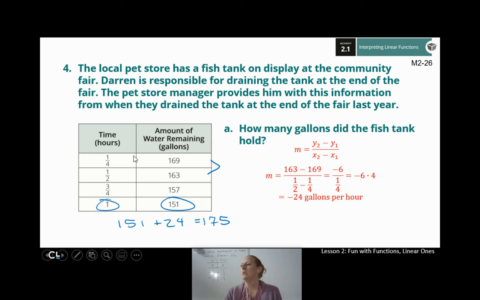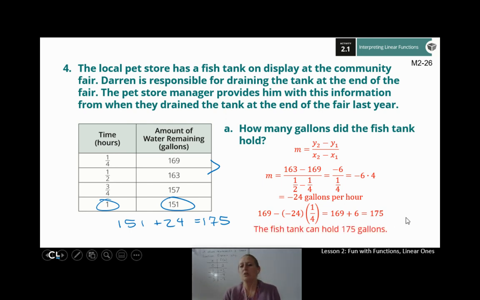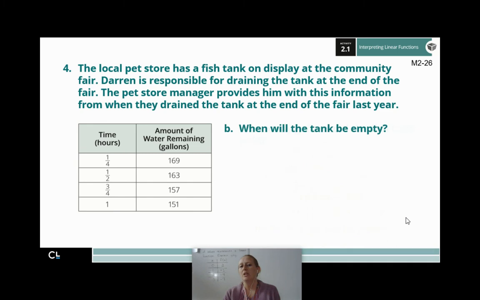It's not the only way to do it. You could have used any of these points. I just picked this one because one was easy, but you could have done the first one, right? You could have said, all right, 1/4 of -24 is -6. And 169 minus a negative 6 is a positive 6, and you get 175 gallons. So the fish tank holds 175 gallons of water. So here's the big question. When will the tank be empty? Hit pause, work it out, hit play when you're ready to check your work.